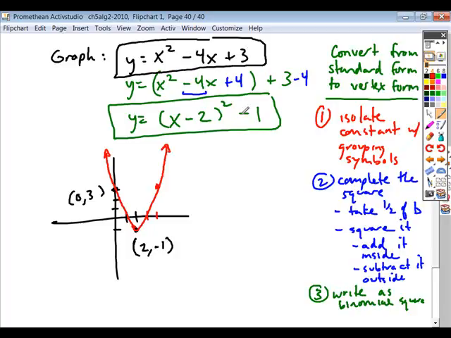The given standard form, rewrite it by completing the square and put it into vertex form. And if you needed to find what your axis of symmetry was, it's x equals 2. It's a vertical line that passes through the x-coordinate of your vertex. Okay.